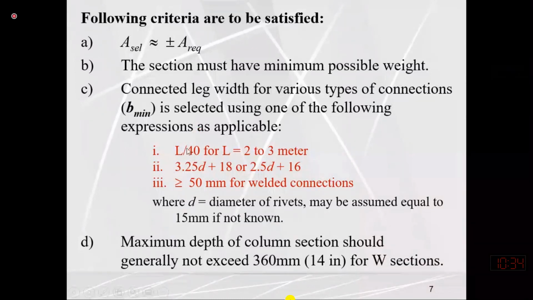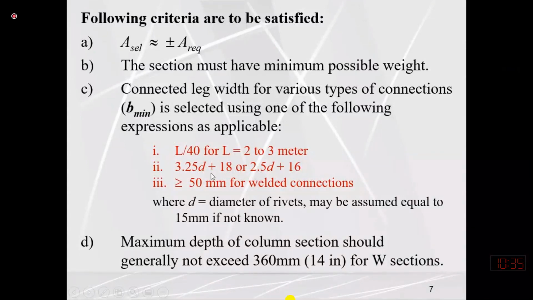So if the length of the member is between 2 to 3 meters, then B minimum, the width of the connected portion, should be more than L by 40. We have already seen that if we are connecting both sides of the section, maybe we are providing the bolts or fasteners on the horizontal element and also the vertical, then B minimum should be more than 3.25D plus 18.